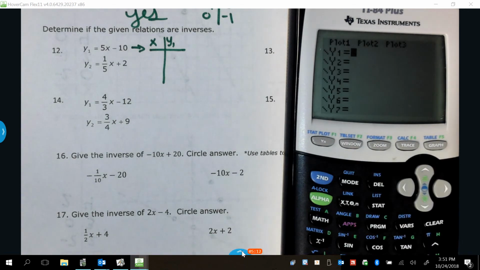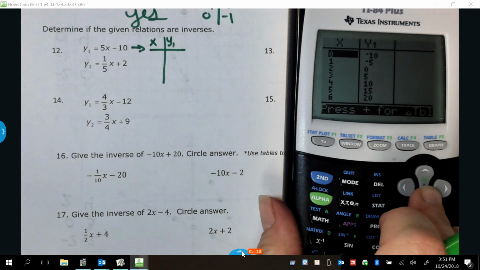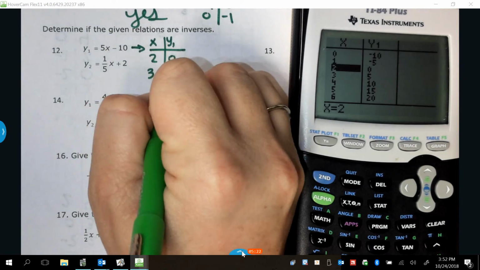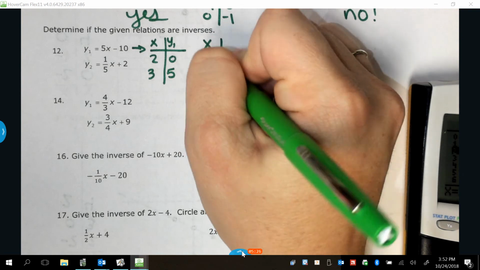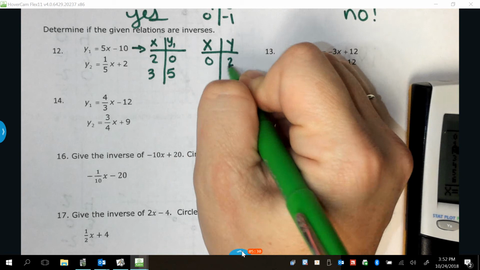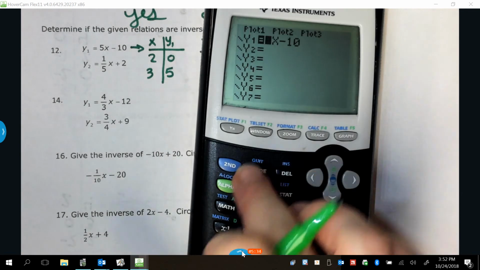Y equals 5x minus 10, second graph. So I'm going to just do like 2 points: (2, 0) and (3, 5). So the inverse should be (0, 2) and (5, 3). So let's put the second equation in.